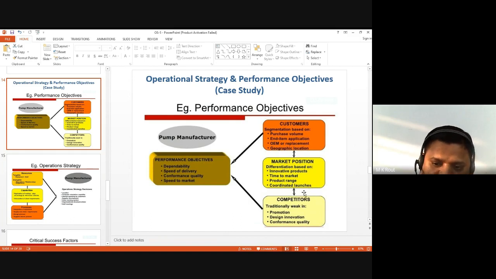The next part, the last part, you must be aware of competitor activities. So what are the outcomes of competitor activities? If you find these three outcomes, for example, the promotional activities by your competitor are very poor, the design innovation is not acceptable to the customer, or the confirmation of quality is very poor from the competitor's point of view. These things, starting from customer, market position, and competitor, increase your performance objective with reference to the pump product. Is it clear?